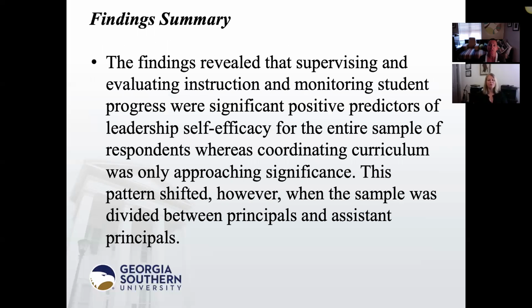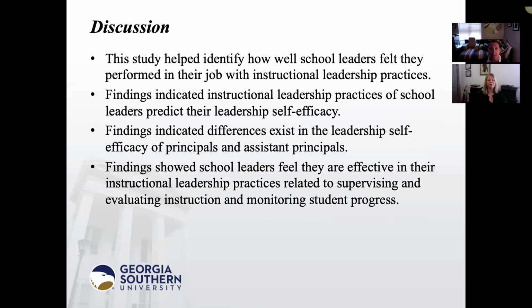In summary, the findings revealed that supervising and evaluating instruction and monitoring student progress were significant positive predictors of leadership self-efficacy for the entire sample of respondents, whereas coordinating curriculum was only approaching significance. This pattern shifted, however, when the sample was divided between principals and assistant principals. This study helped identify how well school leaders felt they performed in their job with instructional leadership practices in terms of their self-efficacy. It indicated instructional leadership practices of school leaders predict leadership self-efficacy. There is a difference between leadership self-efficacy at the principal level versus the assistant principal level.